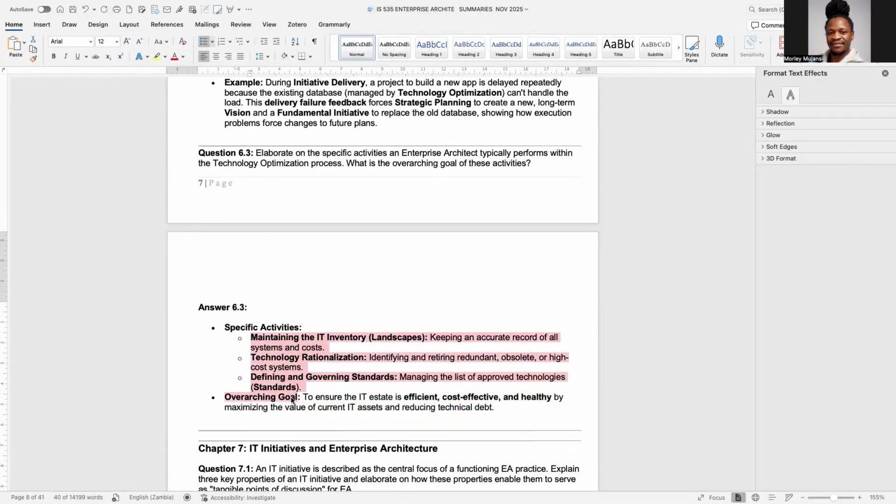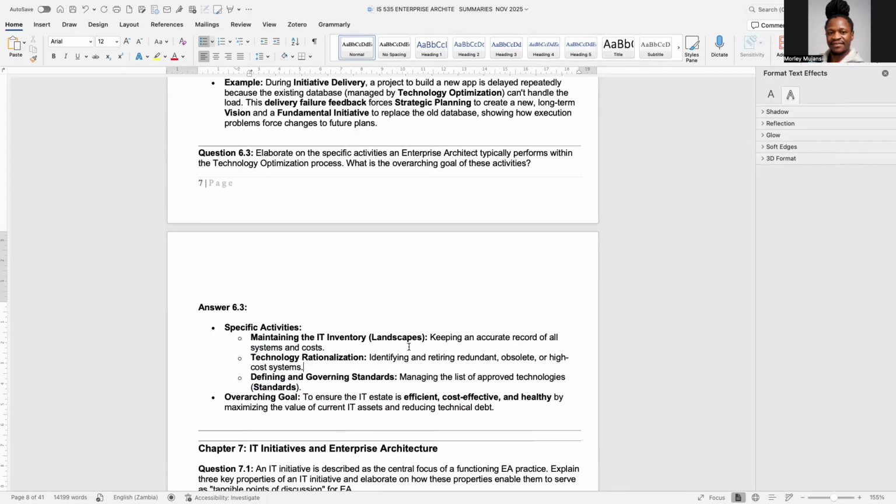So the enterprise architect performs three main tasks, and here they are. Number one, maintaining the IT inventory landscape. This means keeping an accurate, up-to-date record of all systems, their purpose and their cost. You can't manage what you don't know, okay? So keeping an accurate record of all systems and costs. This is like keeping an inventory of all items. It's very fundamental that you need to know what you have within the organization. Each organization must have an IT inventory. It's very important because you cannot manage what you don't know. That's just how it goes.